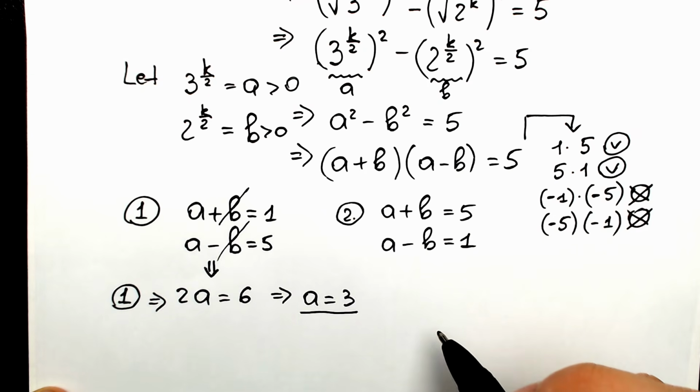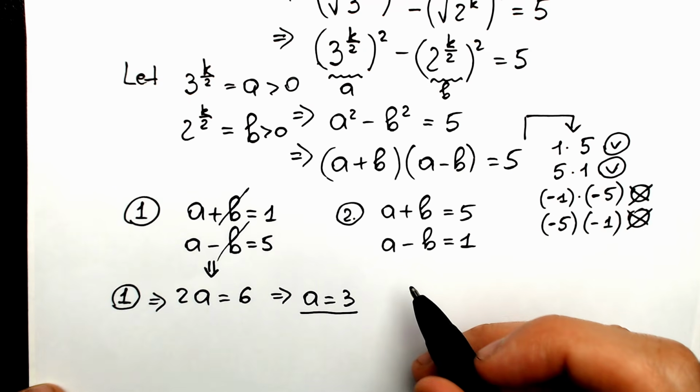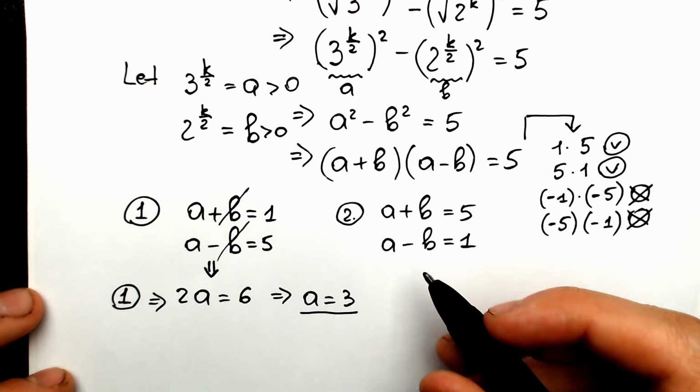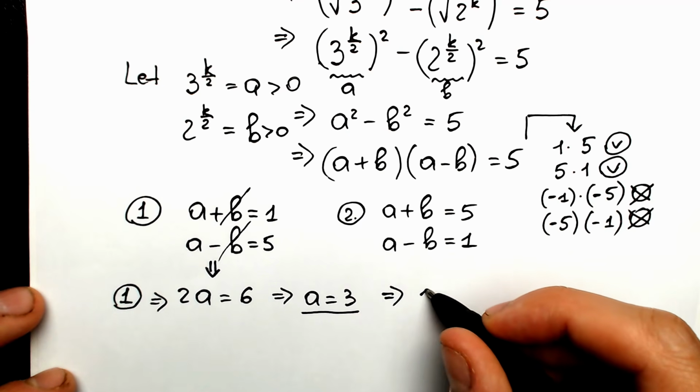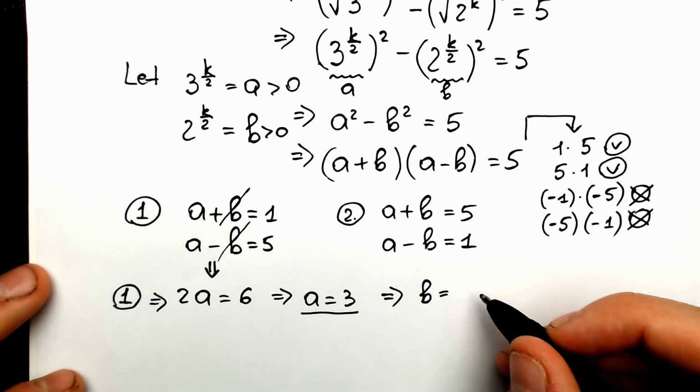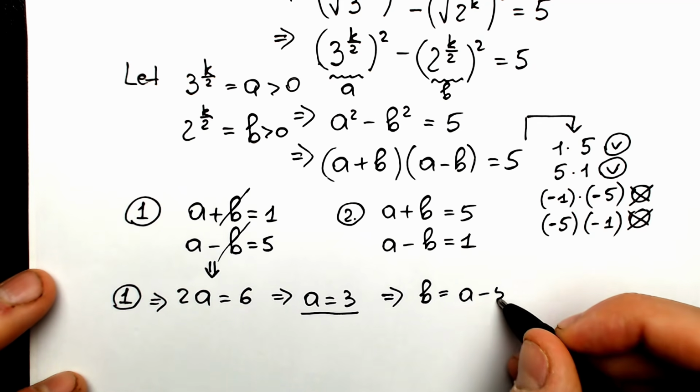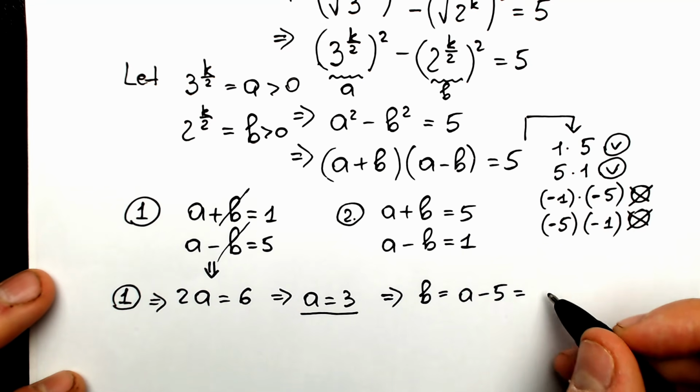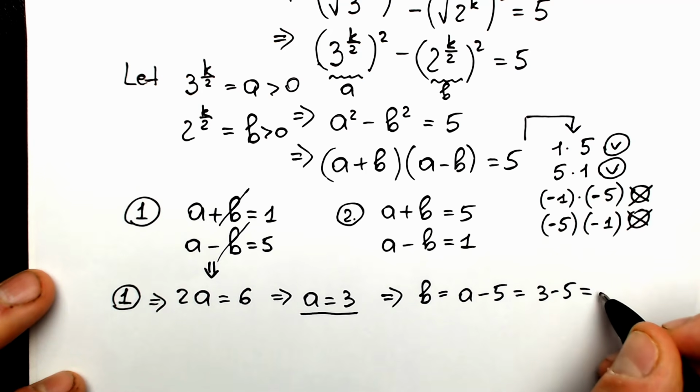So let's solve, for example, for b from here. b is equal to a minus 5. We have a equal to 3, so 3 minus 5 equal to minus 2.